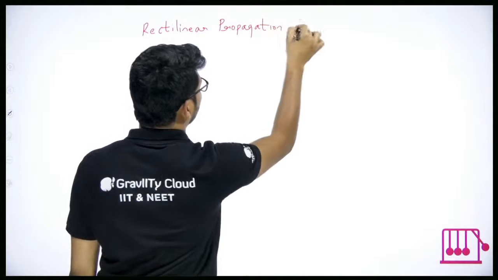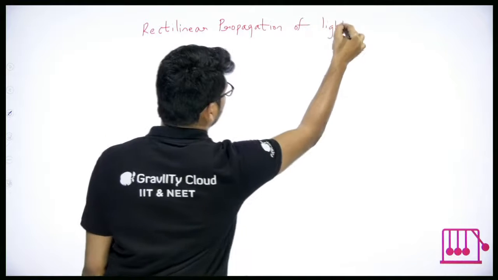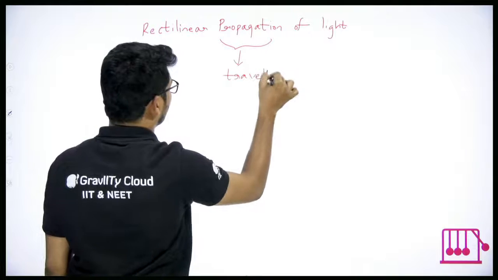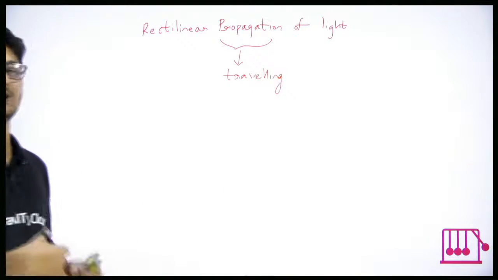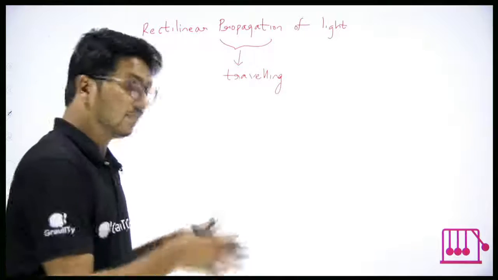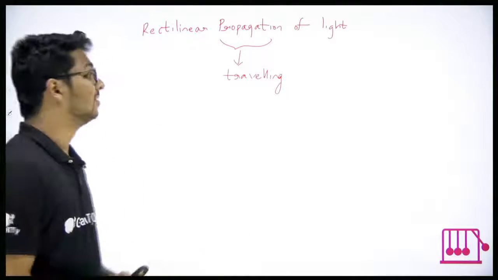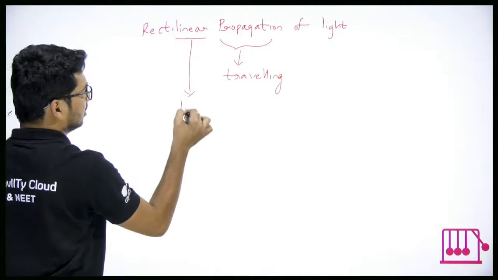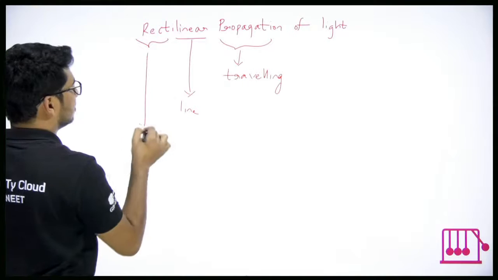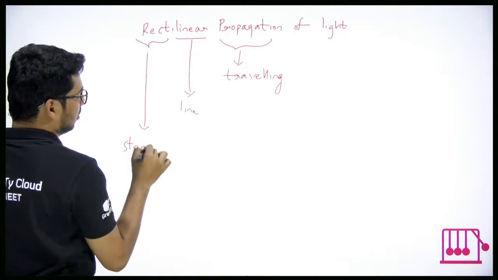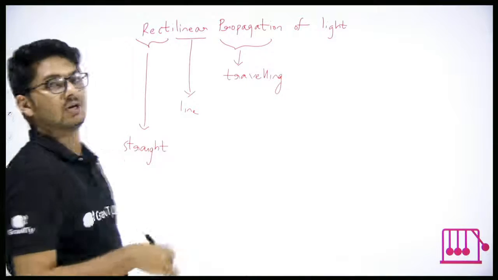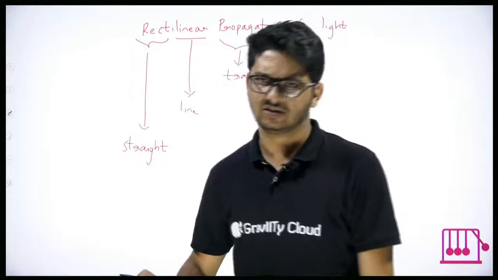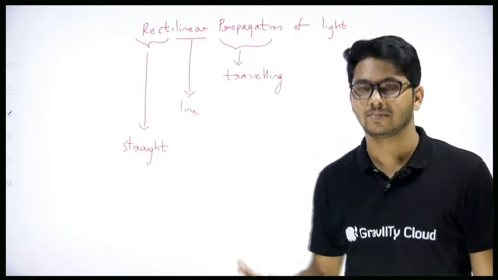Propagation will mean traveling. I'll explain the terms to you. Propagation will mean traveling of light, right? We use propagation with sound also. Propagation of sound, traveling of sound. Propagation of light, traveling of light. And rectilinear, linear will refer to a line. And recti will refer to what? Straight. So, this principle states that light travels in a straight line. Pretty obvious. Yes or no? So that is rectilinear propagation of light.